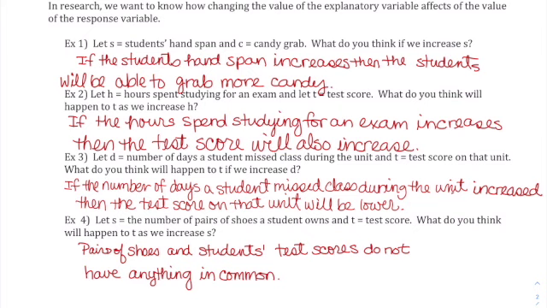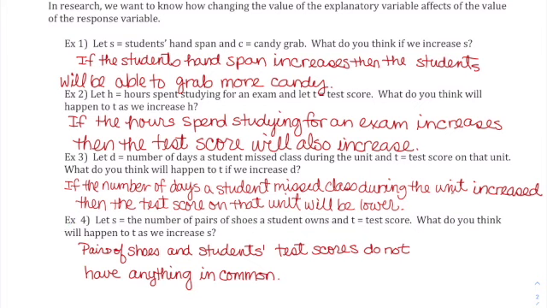So this is the same kind of if, then. Number 3: let D equal the number of days a student missed class during the unit, and T equal the test score on that unit. What do you think will happen to T if we increase D? D is going to be the explanatory variable, the number of days students miss in class. So here's the first part: if the number of days a student missed school during the unit increased, then the test score on that unit will be lower.